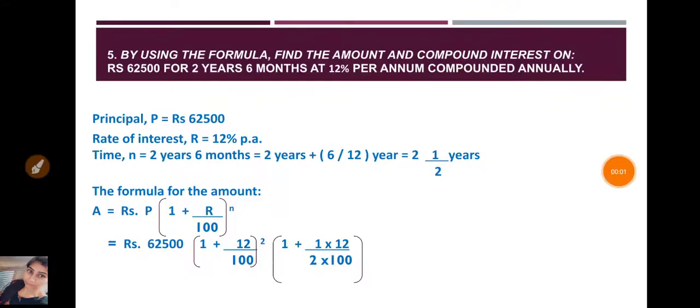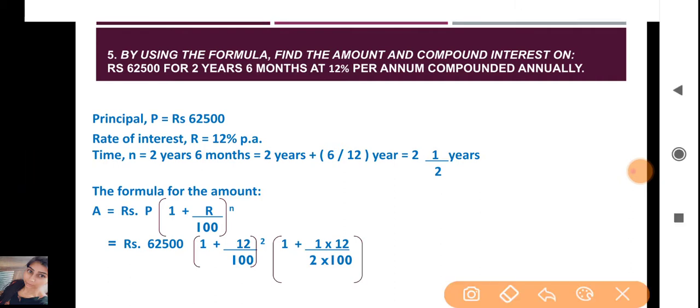So now let us understand this sum by using the formula. The question is, by using the formula, again we are supposed to use the formula only, find the amount and compound interest on rupees 62500 for 2 years 6 months. Now just see, as we have discussed in the last case in which this sum is based, here the duration is given as 2 years 6 months and at the rate of 12% per annum compounded annually.